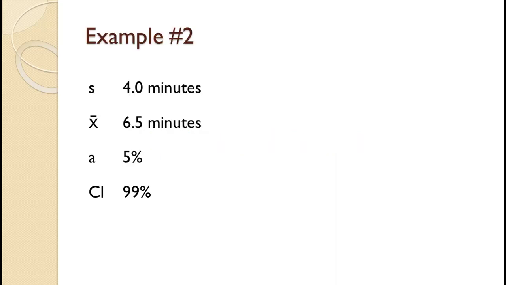An analyst wishes to estimate the time required to perform a given job. A preliminary study to estimate the mean and standard deviation yields a mean of 6.5 minutes and a standard deviation of 4.0 minutes. The desired confidence is 99%. How many observations will be needed? The analyst wishes to have an estimate that is within 5% of the sample mean. Since you've seen an example already, let me suggest that you pause the video and try to work this problem on your own. Once you're done, you can use the video to check your work and spot any mistakes you might have made.